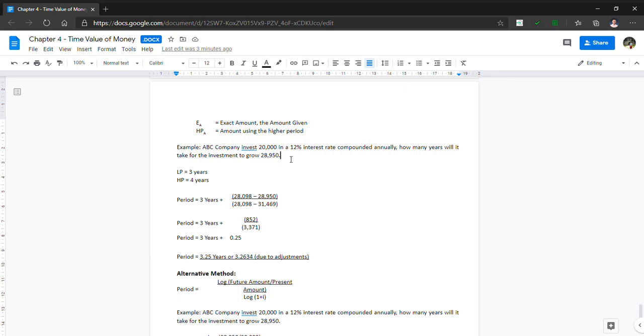So let's try 4 years naman. 1.12 raised to 4. Kukuha nating future value factor is 1.5735. So 1.5735 multiplied by the 20,000 na present value to get the future value of 31,470. So 31,470 na kapag 4 years ang gagamitin natin. So that is higher than 28,950. So yung 4 years, that is the higher period now. Okay? So na-determine na natin ang lower and higher period.